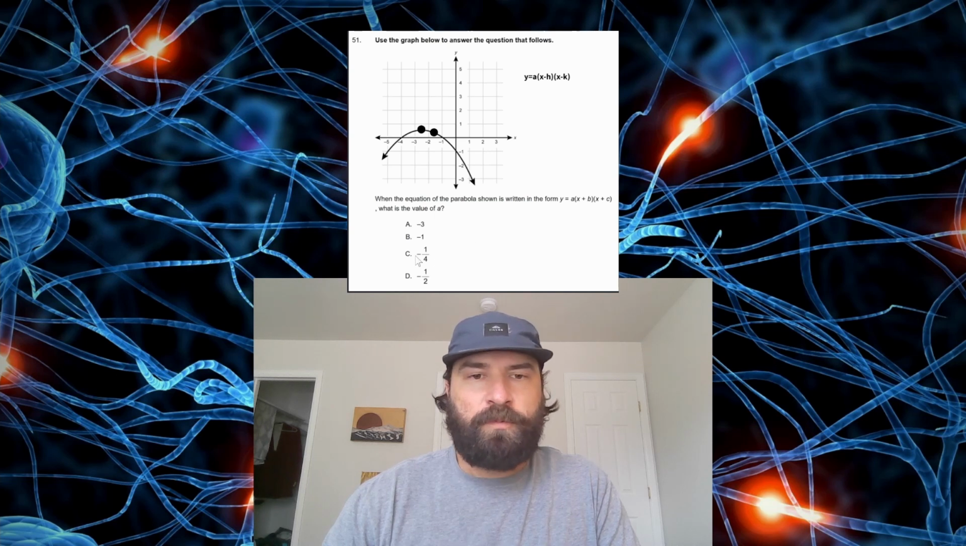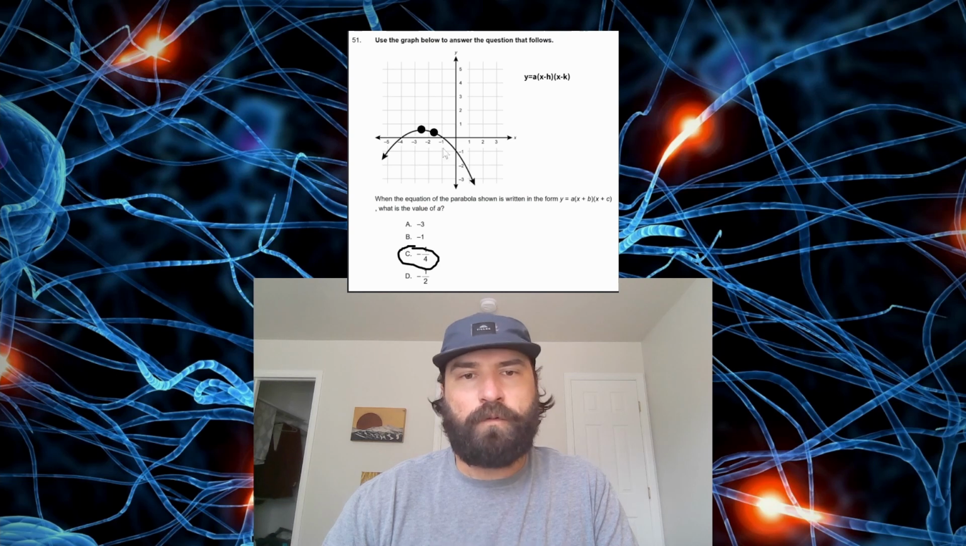So the most appropriate value that I can see for this one would be C, -1/4, because we go over 1 and then down 1/4, which would represent a stretch of -1/4.